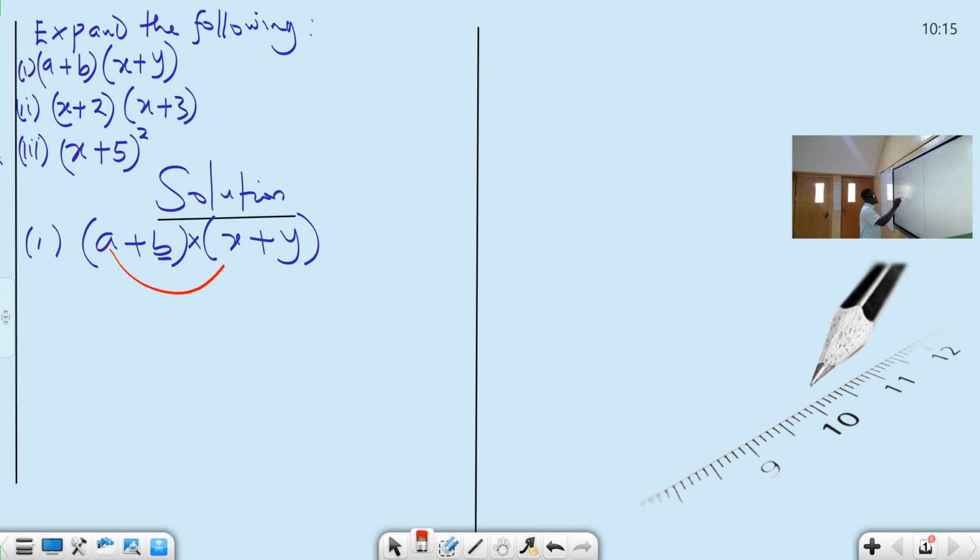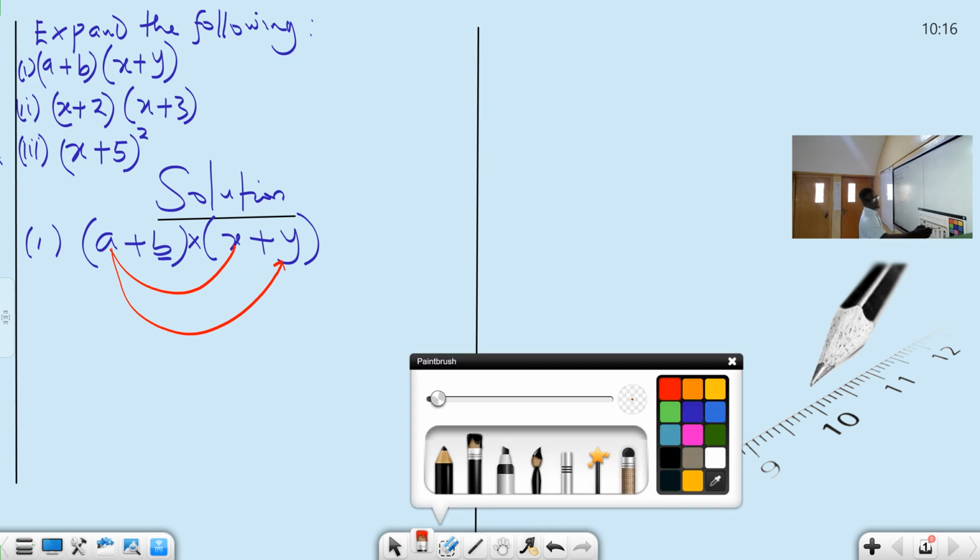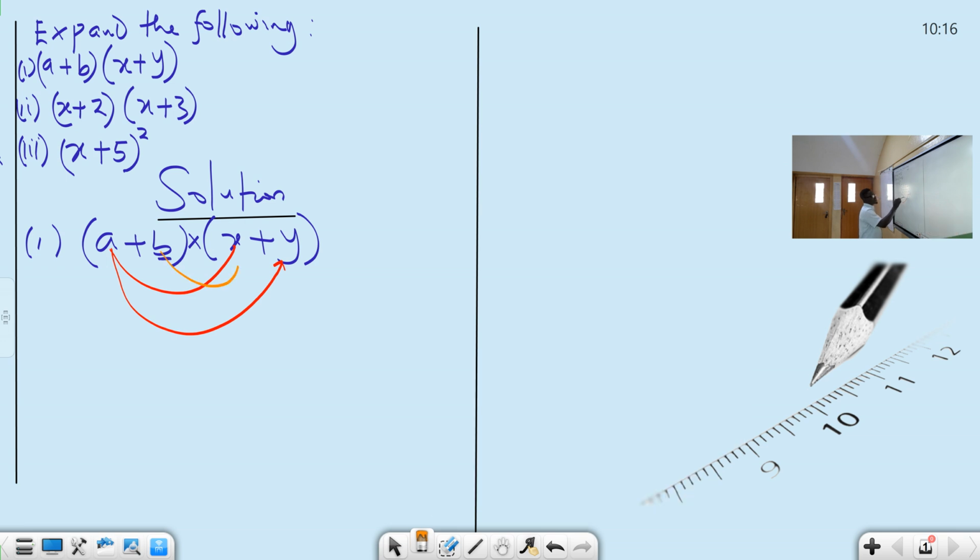This a will multiply this x as the first step. After that, this same a will multiply this y. That is the second step. And the third step, let me use another color. This b, which is plus b, is not just standing alone. You take it with the sign. Plus b is multiplying this x. And this plus b is also multiplying this y.